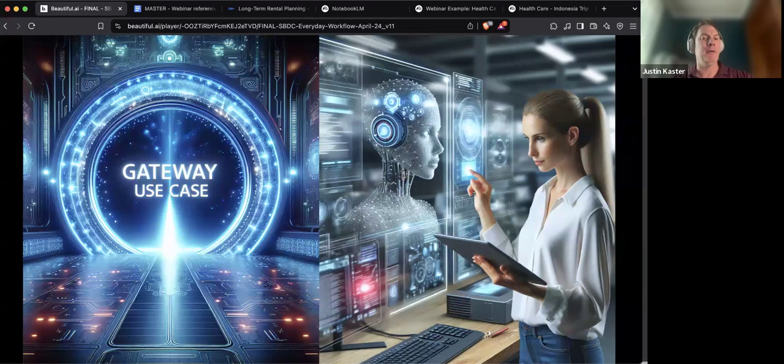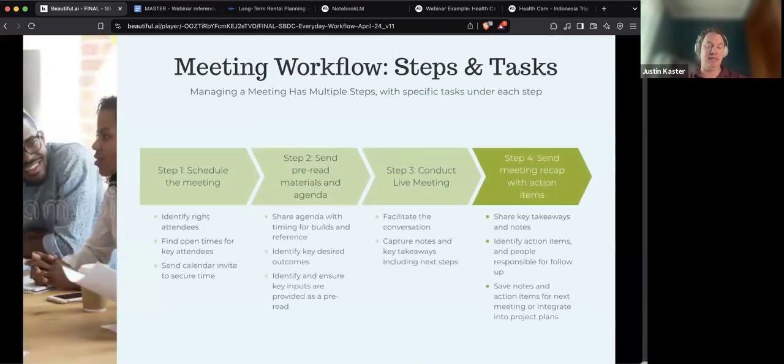It's low barrier, but they can see value right away. And meetings, and thinking about that meeting process, is really great. So here's my mock-up of a meeting workflow. You can see the steps in green, the broader steps in this workflow: scheduling the meeting, sending the pre-read materials and agenda, conducting the live meeting, and sending a meeting recap with action items.